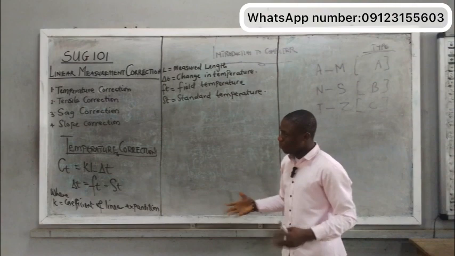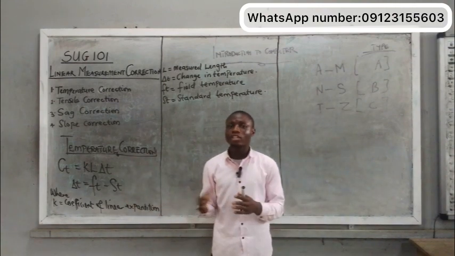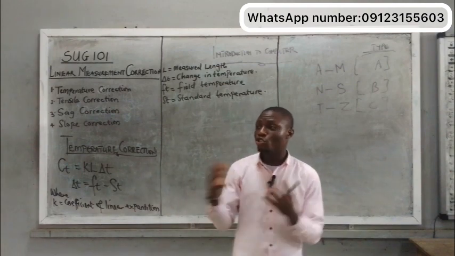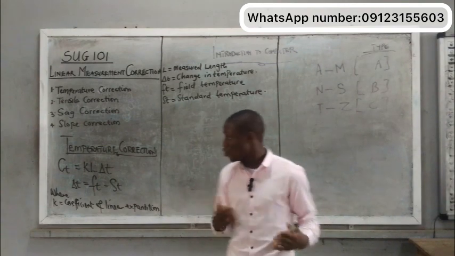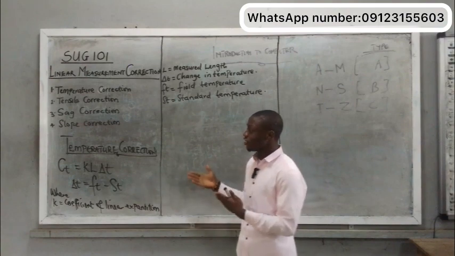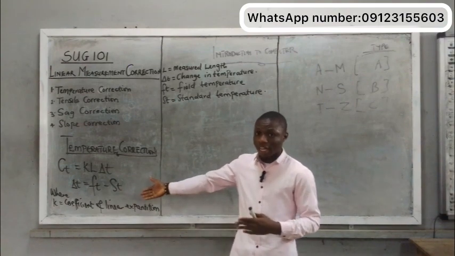Note that temperature correction is applied when there is massive heat during the process of making measurements under survey work, and it is given by Ct is equal to K L ΔT, such that ΔT is equal to FT minus ST.